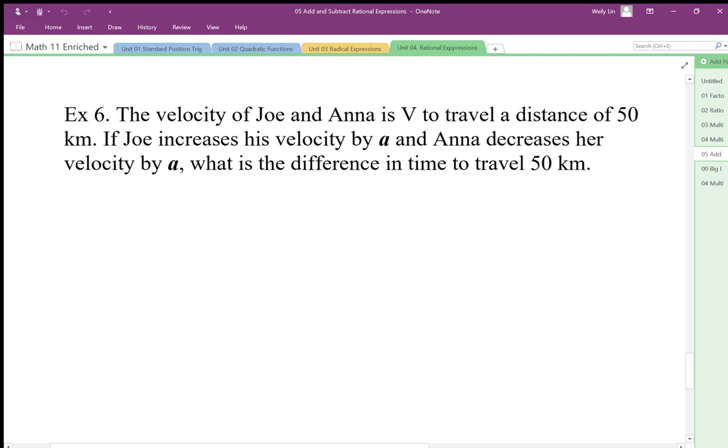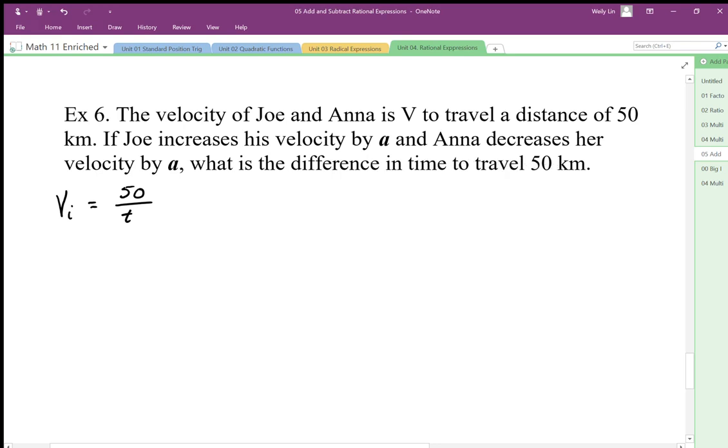Okay, so first of all, let's write the expression for v initial. This is for both Joe and Anna. So the velocity is equal to the distance divided by time. So d, distance, is 50 kilometers, and the time is unknown. We want to know the difference in time to travel 50 kilometers.